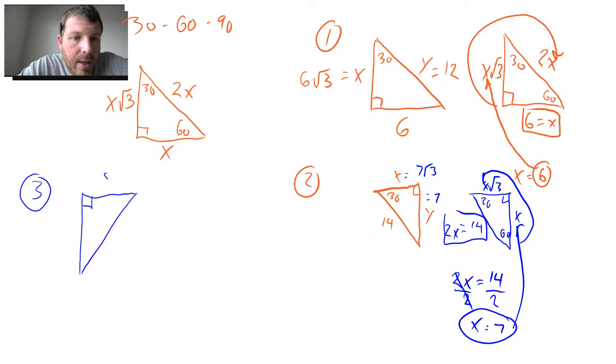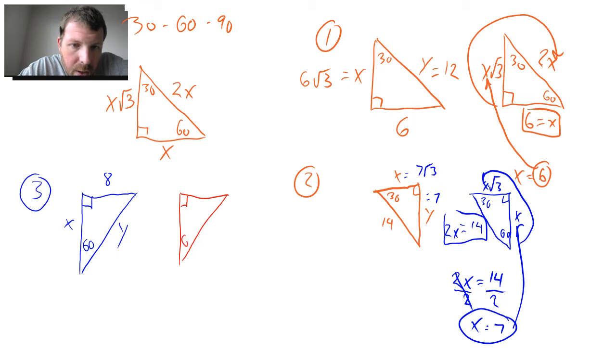All right, I got a side length of 8, and I have a 60-degree angle. And I'm looking for x and y. All right, so again, I'm just going to redraw this triangle. Let's pick a different color here. I'm going to redraw it over here so that I can eliminate those extra variables I don't need.